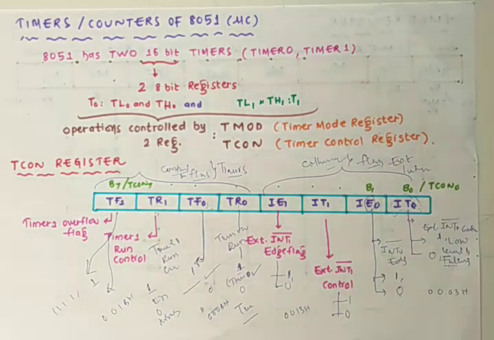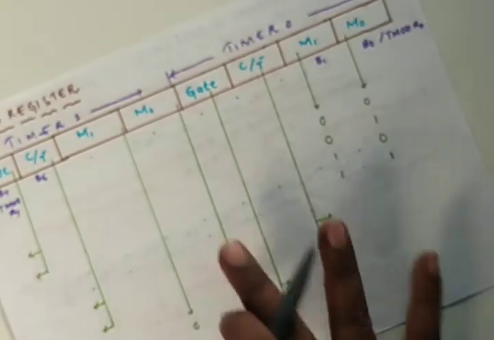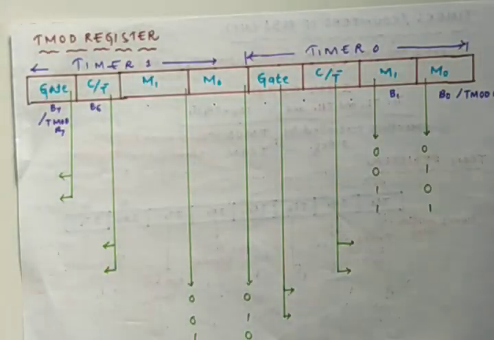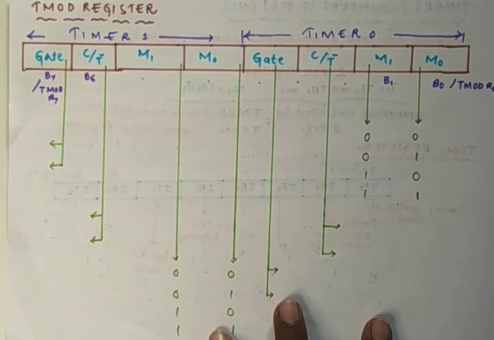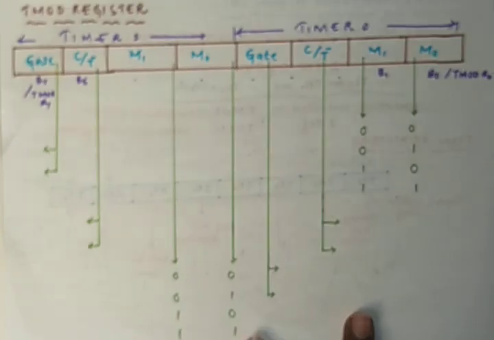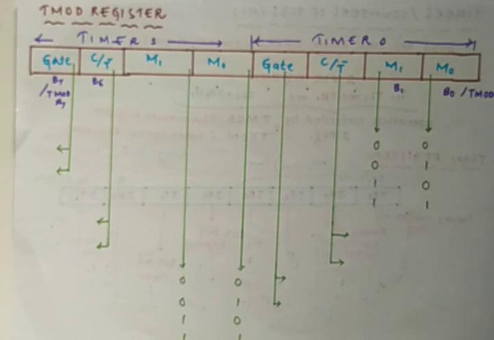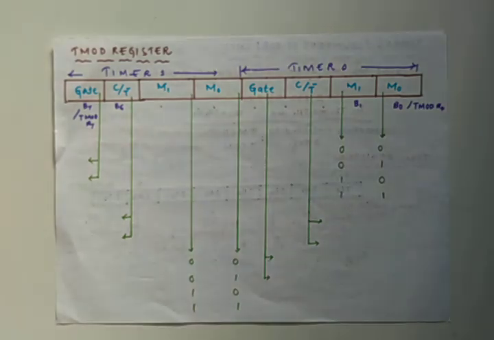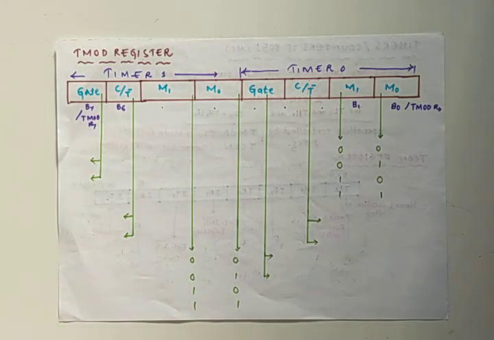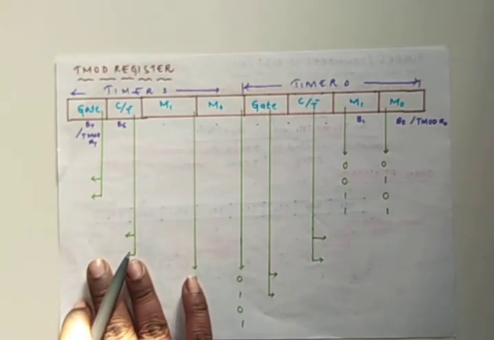Then I am going with the timers. So here this is the TMOD register. This is also very important from the examination point of view. From these two topics, one question will be asked in the exam, that is about either TMOD or TCON. Here this is about TMOD. The TMOD register is nothing but the timer mode control register. TMOD stands for timer mode register.